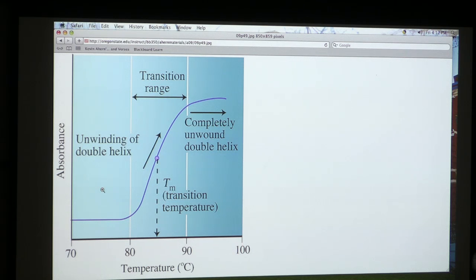Yes? So when you say absorbance goes up, you mean wavelength? So absorbance, let's say I take a tube of DNA and I shine light through it. Absorbance is a measure of how much makes it through. If the solution is absorbing light, less light will make it through. If the solution is not absorbing light, all the light will make it through.